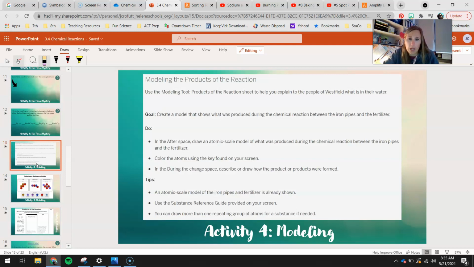So goal, create a model that shows what was produced during the chemical reaction between the iron pipes and the fertilizer. So we obviously know rust was produced. What else was produced aside from the rust? So do, in the after space, draw an atomic scale model of what was produced during the chemical reaction between the iron pipes and the fertilizer. So the last model you drew, you were at liberty to draw whatever you wanted. This one's asking for the atomic scale model.